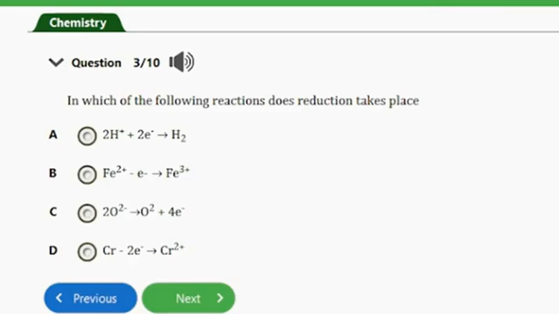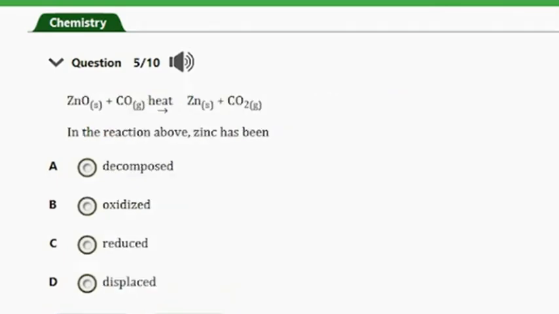And then guys, the only option in this equation where there is a correct illustration of electron gain is option A here, where you have the H ions gaining 2 electrons to become the hydrogen molecule. So that's it for that question. So let's consider the next question.